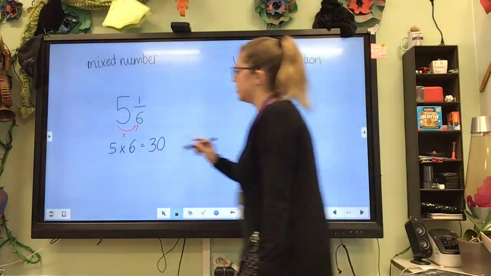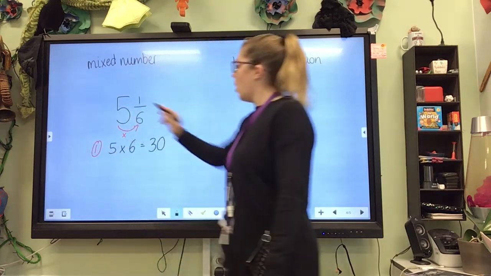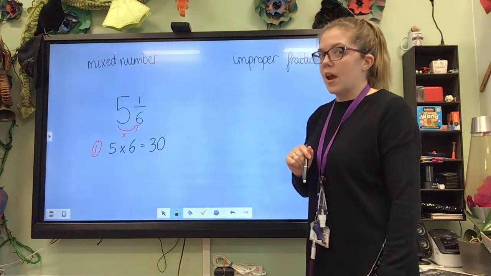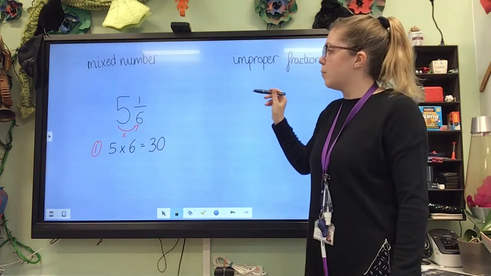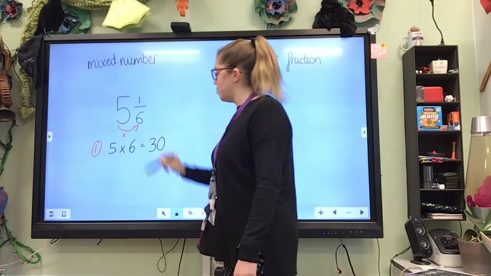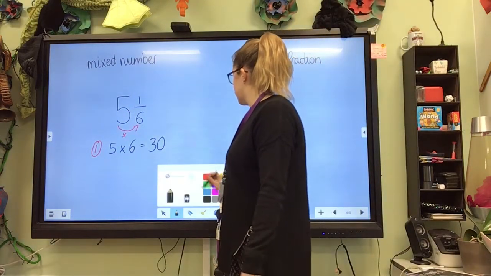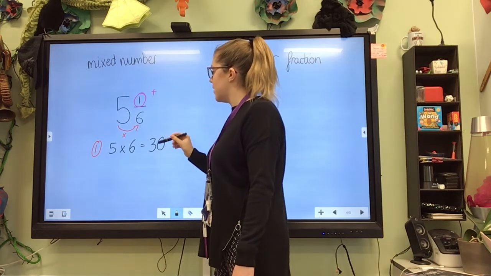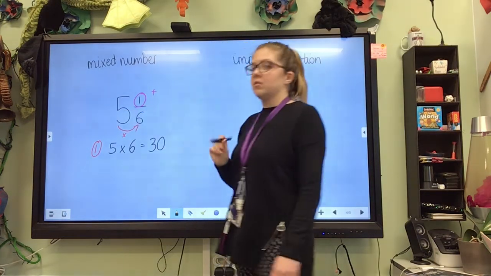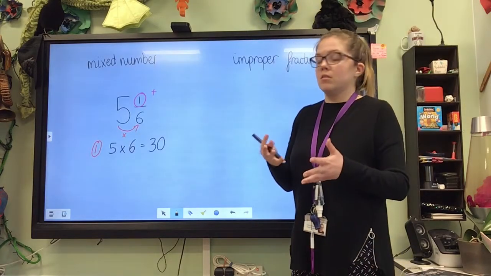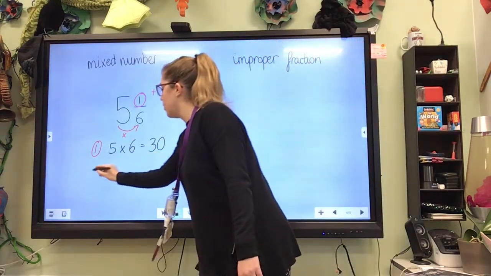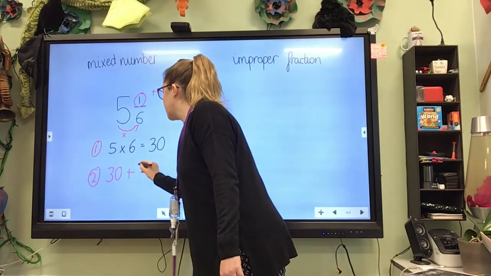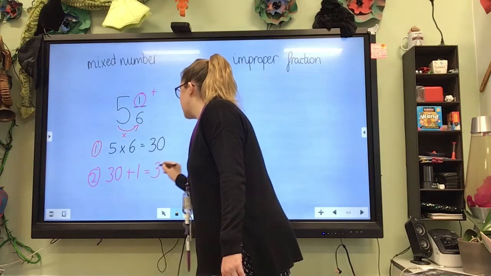Okay, so that's my first step. I can multiply the whole number, how many wholes I've got, by the denominator. What do you think I need to do next? Because I haven't finished looking at my mixed number. That's right, you need to add what's left over at the end. So let's get a different colour. Then you need to add whatever's up here, because that is 1/6. So 5 lots of 6ths will be 30, but we've got one more left over. So we need to do 30 add 1 equals 31.